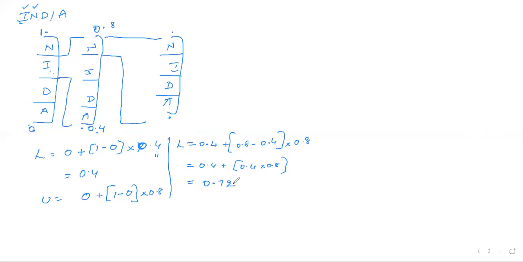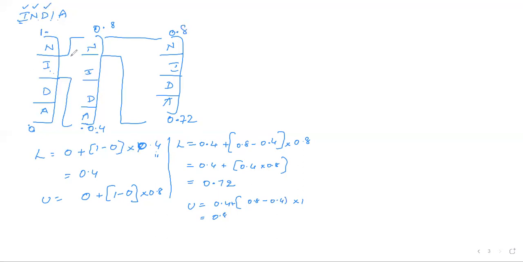0.72. Okay. So the lower interval is 0.72. The upper interval is 0.4 plus (0.8 minus 0.4) into 1. That is 0.8. So here we get 0.8.